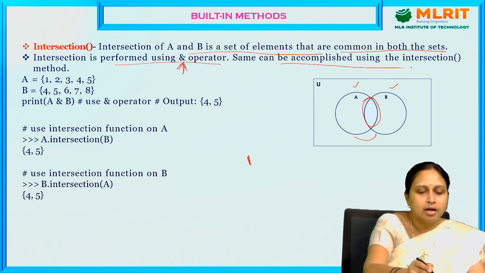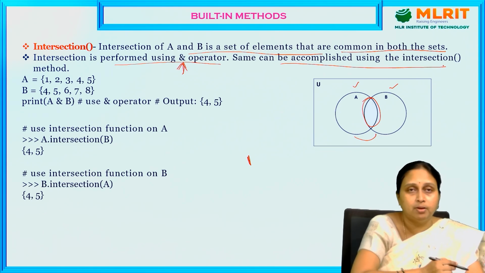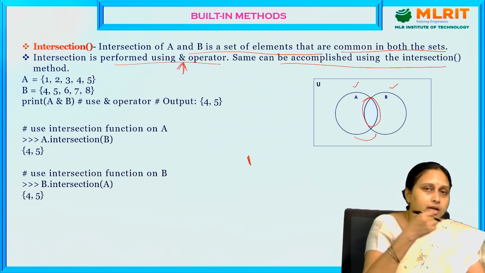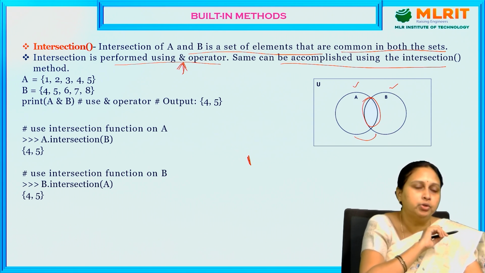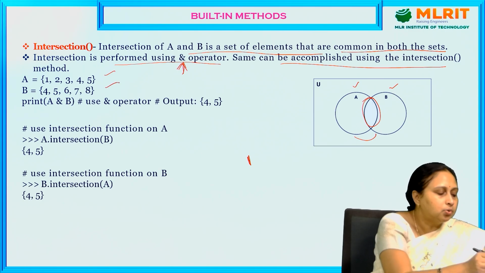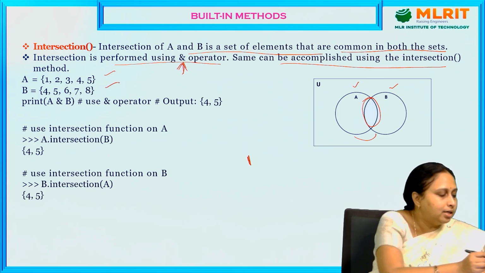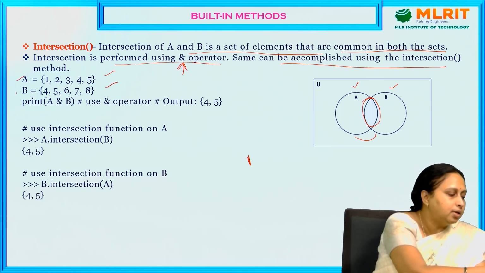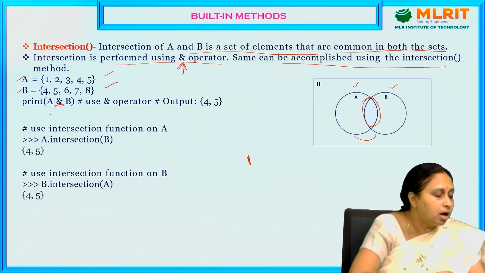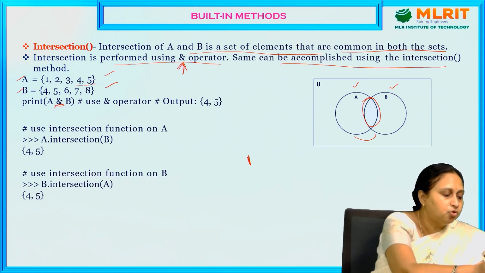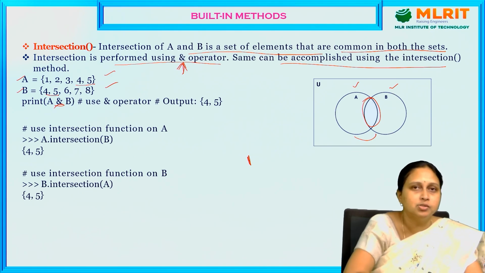Same can be accomplished by using the intersection method also, right? We can use the AND operator as well as the intersection method to implement it. First we will see by using the AND operator, then by using the method, how we are going to do it, right? These are the 2 sets that were given. 1, 2, 3, 4, 5 is set A and 4, 5, 6, 7, 8 is set B. Now I am going to use the AND operator, which finds what is common among these 2 sets. That is 4, 5 is common here, and here also 4, 5 is common. That will be returned as your output.